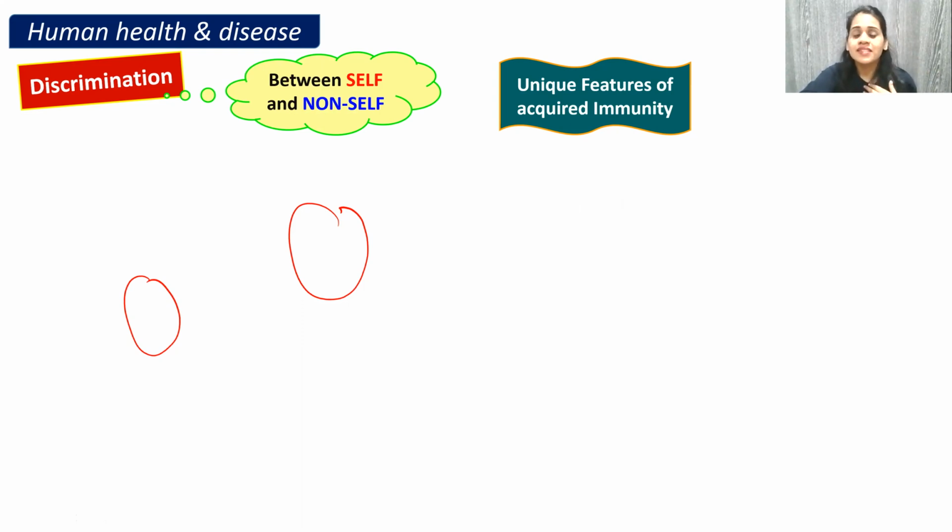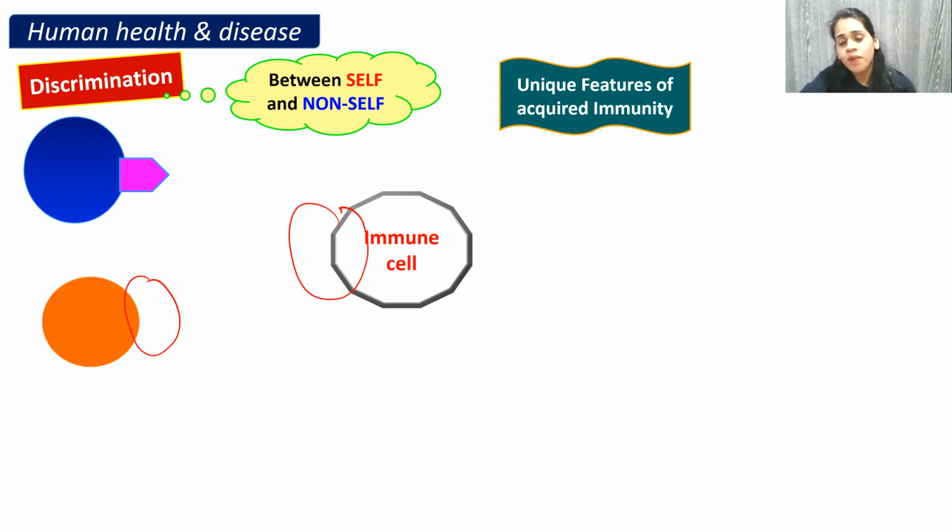So the next feature is discrimination. Discrimination between self and non-self. I've already talked about it: if our own body cells destroy our own body cells, it will lead to a disease called what? Autoimmune disease. So in order to prevent that, it should be able to recognize between our own body cell and something which is coming from outside, that is a foreign agent. So the identification markers help our immune cells to recognize it.